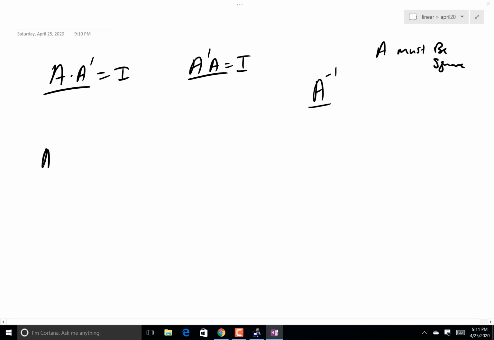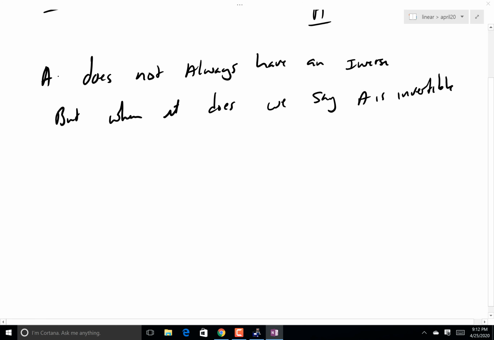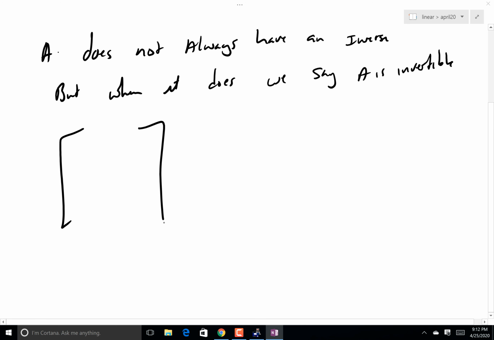So A does not always have an inverse. Okay, A does not always have an inverse. But when it does, we say A is invertible. One situation where it will not have an inverse is a situation like this.